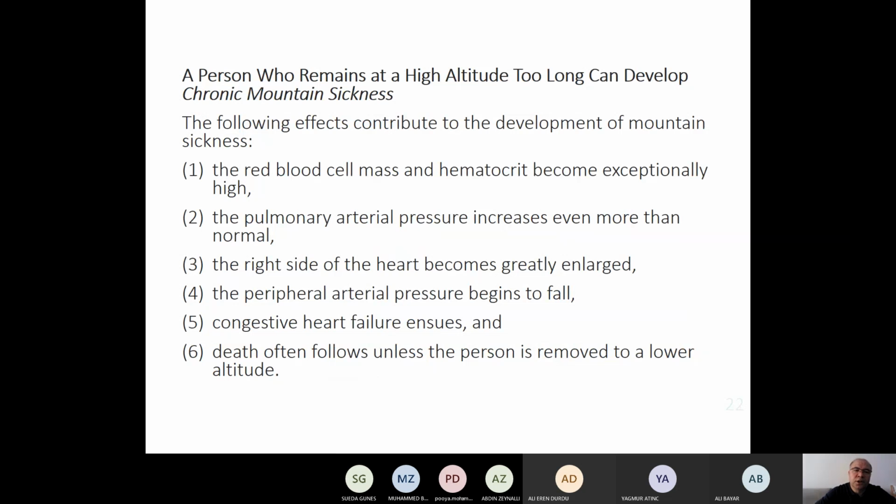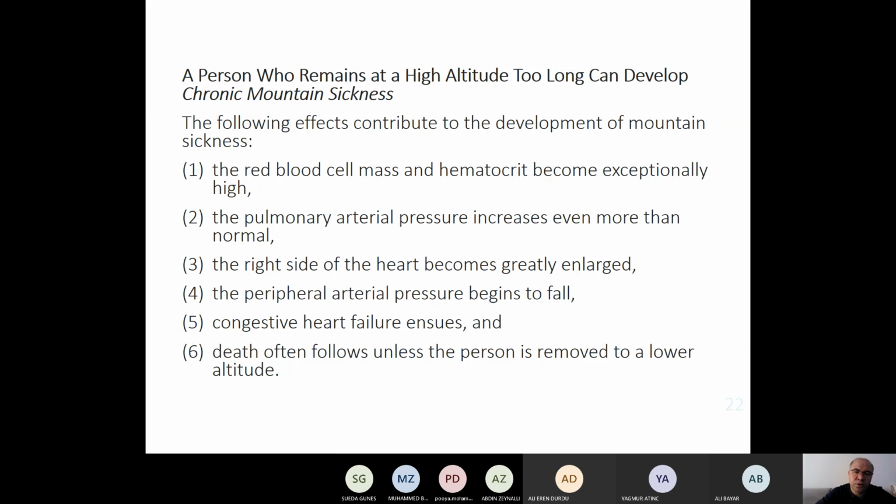A person who remains at high altitude too long can develop chronic mountain sickness. There will be vasodilation in the brain tissue and pulmonary edema development. So this is acute mountain sickness.